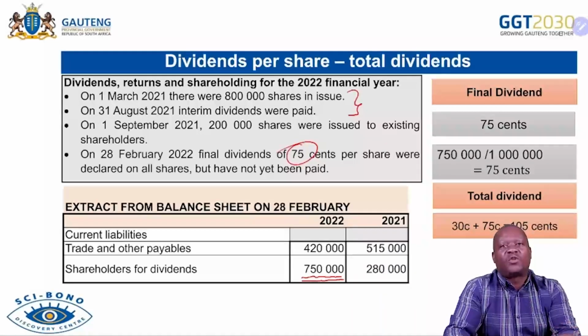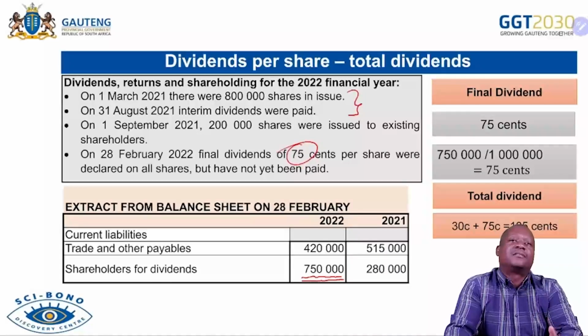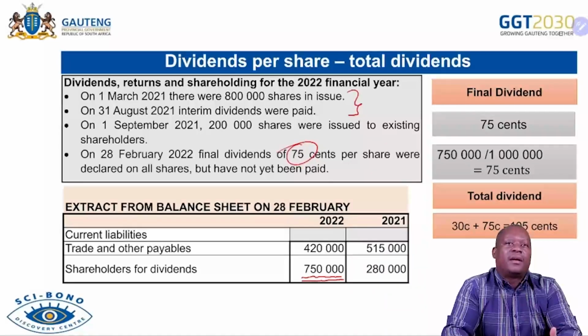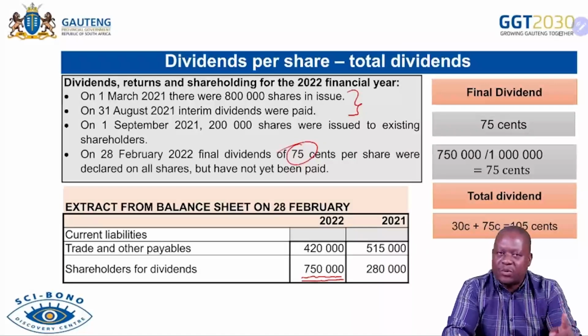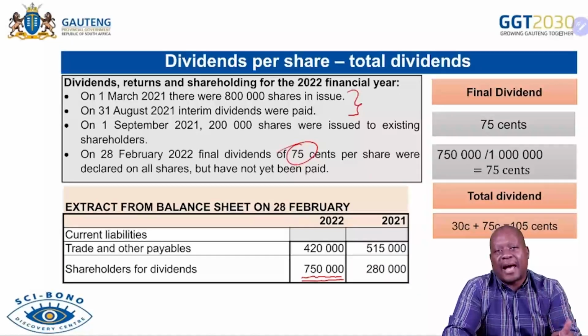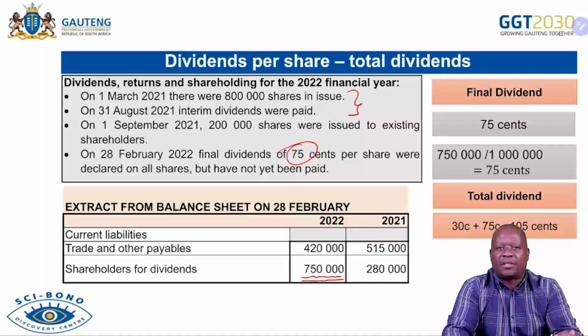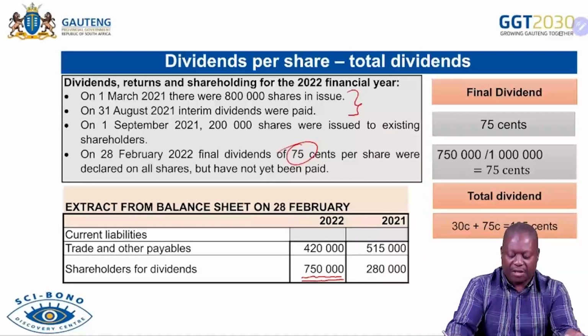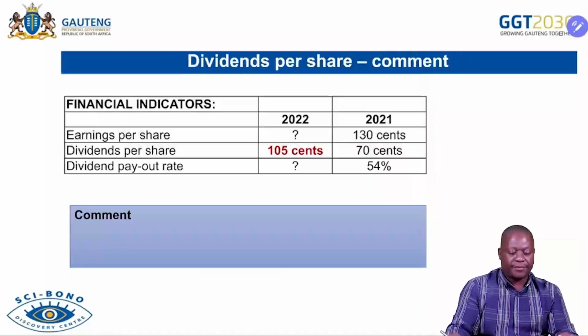We are going to be having this in cents. That's the reason why in that formula there is always times 100, because we are supposed to remember there are always 100 cents in a rand.